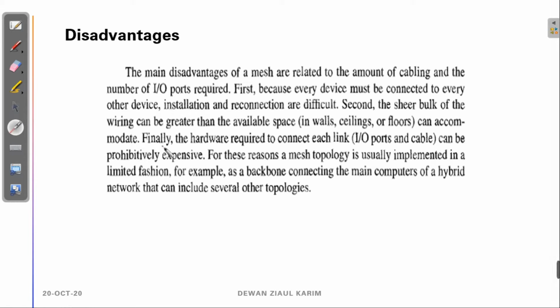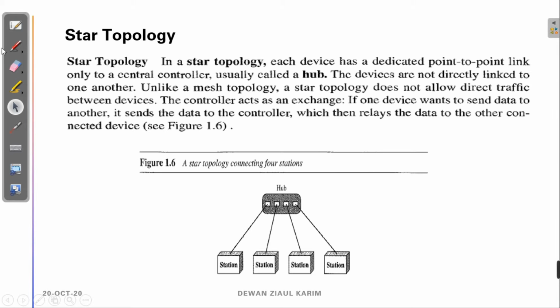And the final disadvantage is that the installation and the whole structure of mesh topology is actually quite expensive, because mesh topology needs a lot of cables, and whenever you want to use more cables you'll be needing more money. So the structure is quite expensive or costly. So these are the main disadvantages of mesh topology. Okay, so now we are finished with mesh topology. Now let's move into the next topology, which is known as star topology.